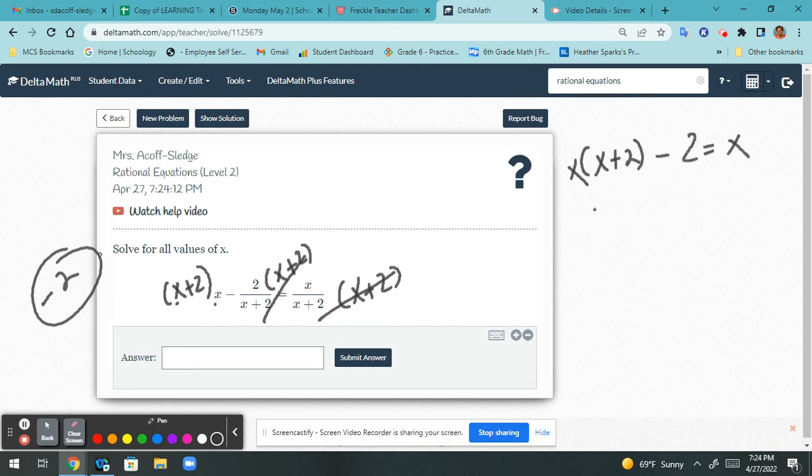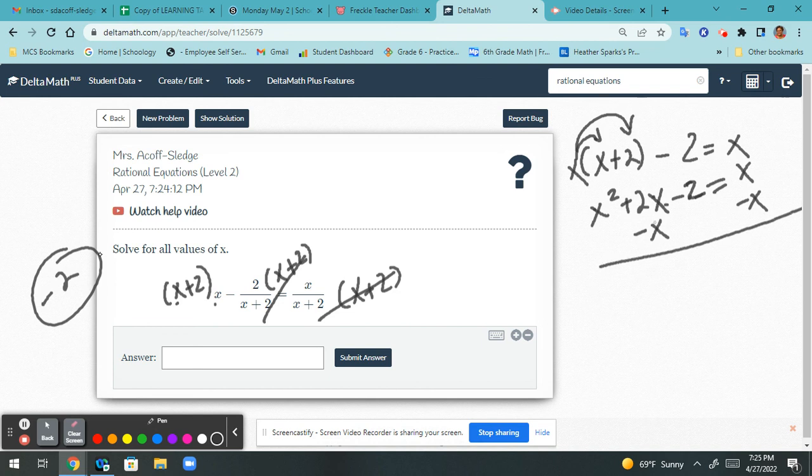So it looks like I'm going to have to factor here. So x times x and x times 2. So x squared. X times positive 2 is 2x minus 2 equals x. Now I'm going to subtract x from each side, and notice I put it under the one that had the same base and the same exponent. That goes to 0. So x squared, 2x minus x is 1x minus 2 equals 0.